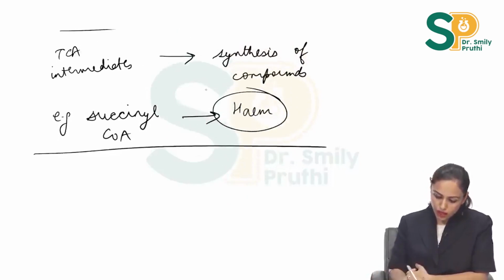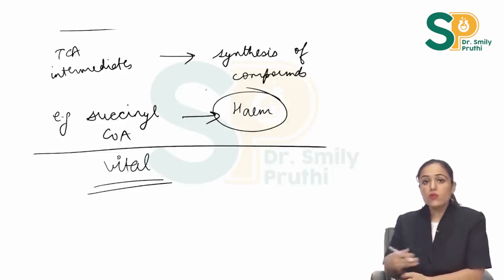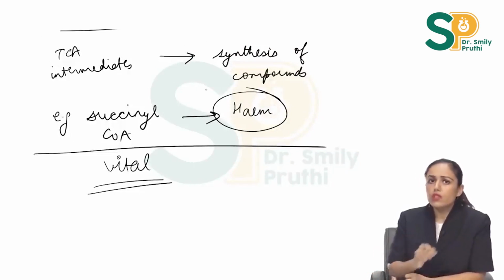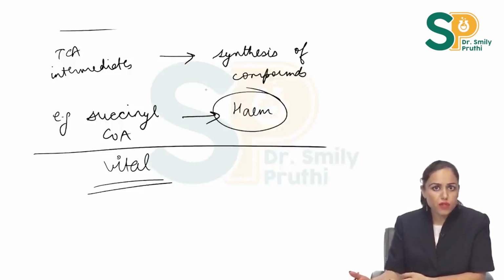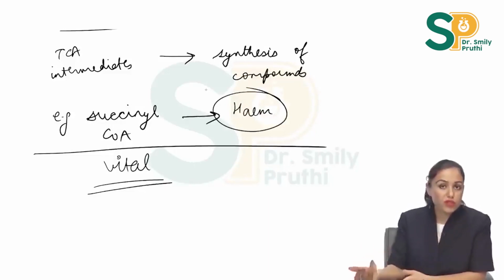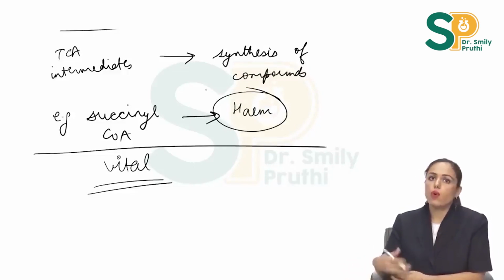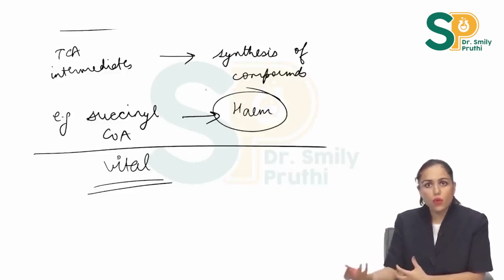Also, TCA cycle is a vital cycle for the cells. Because it is a vital cycle, it always has to occur. Therefore, there is no enzyme deficiency of TCA cycle. This kind of topic is not there in your books. Enzyme deficiency of TCA is not there, because it is a vital cycle. It always has to occur. There is no life without TCA cycle.